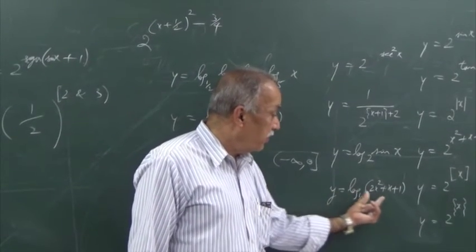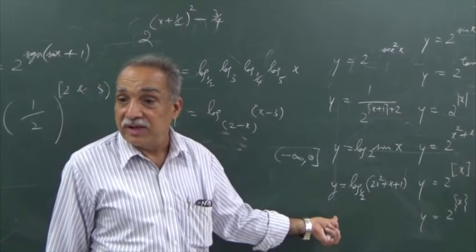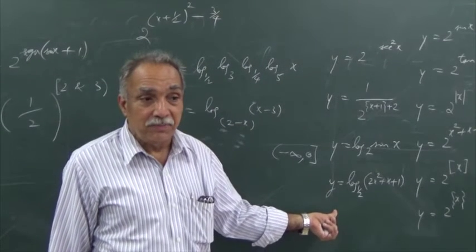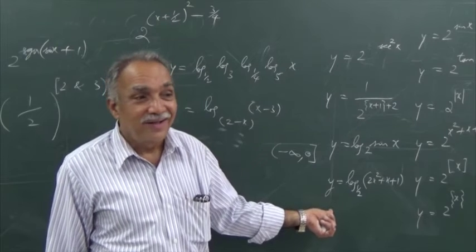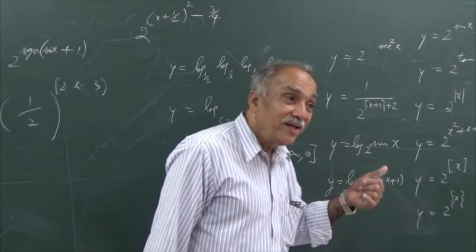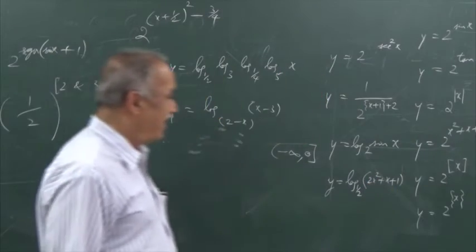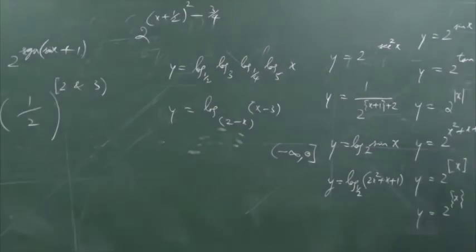Base is half, again logarithmic function. This is the argument. Is the function defined very well? Yes, no problem. How do you know that? Except? One second.